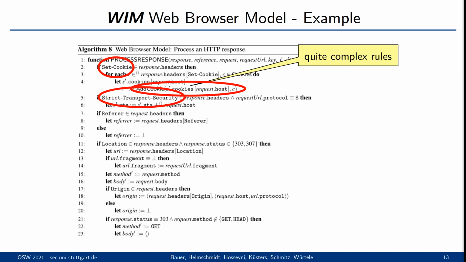So the browser also models many more headers like strict transport security, referrer header, location header, different kinds of status codes, the origin header, and many, many more things. So this was just a small part of the whole model. And the point here is that this is not just some pseudocode, but everything is well defined and also within a system. So it is well defined what the network does, and it is well defined what the attacker does and can do.